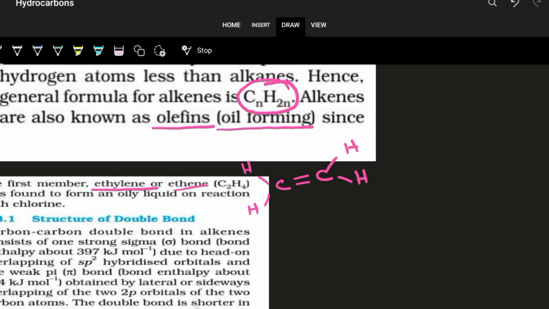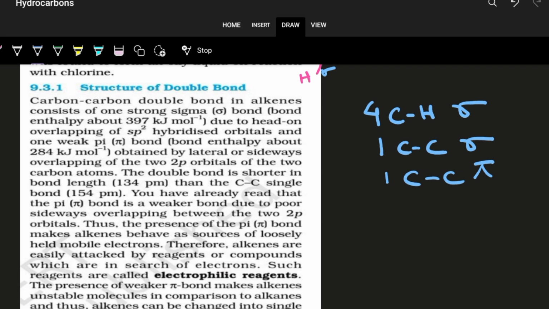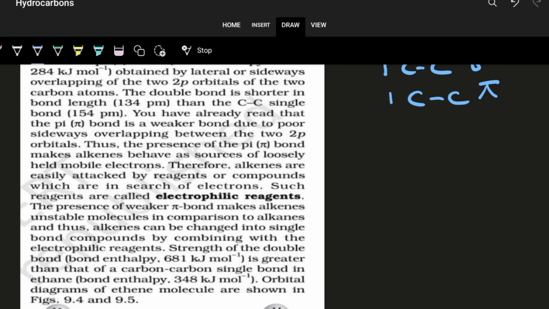In the structure of the alkene, in the structure of ethene, we can see that there are 4 carbon-hydrogen sigma bonds. There is one carbon-carbon sigma bond and there is one carbon-carbon pi bond. So in the structure of ethene or ethylene, there are 4 carbon-hydrogen sigma bonds, one carbon-carbon sigma bond and one carbon-carbon pi bond. Structure of the double bond, it's like this.